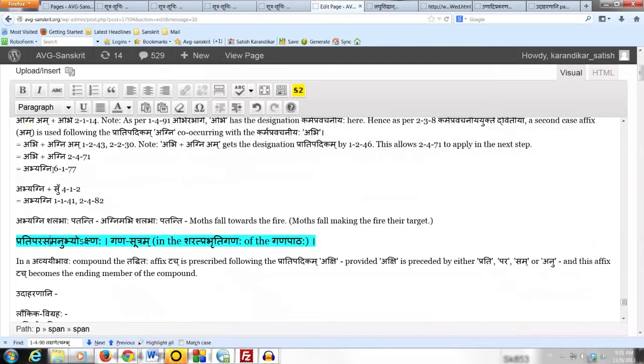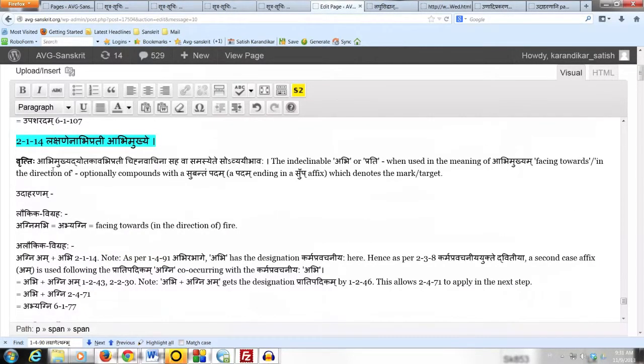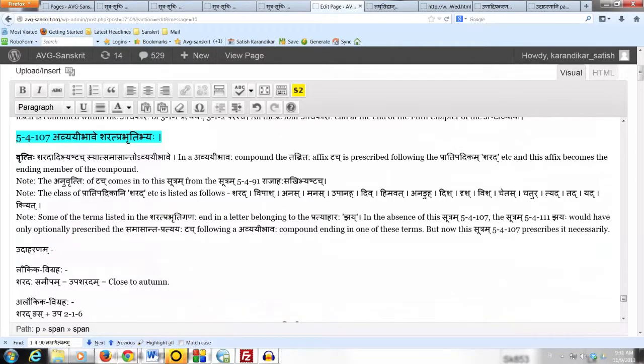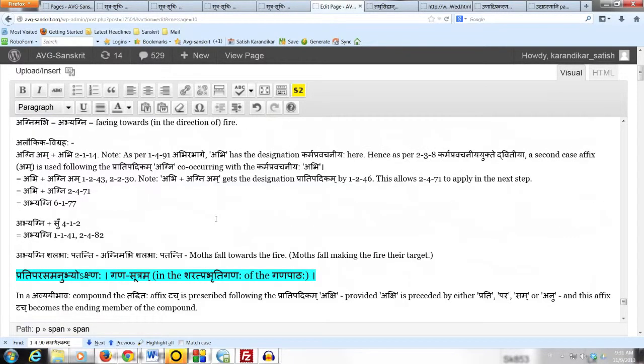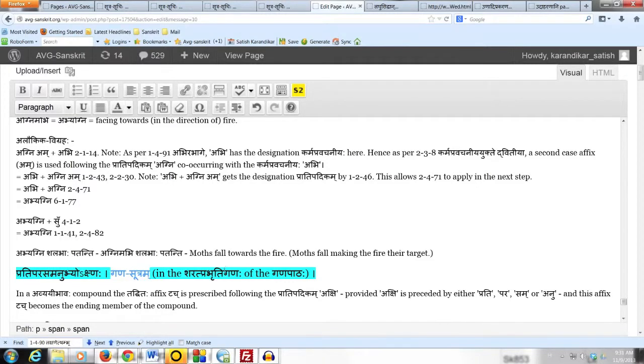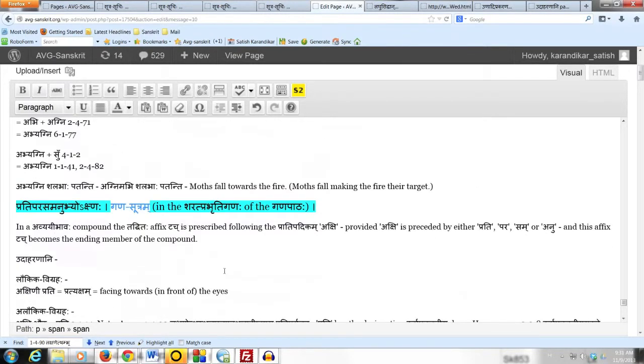5-4-107 says Avyayi Bhave Sharat Prabhritibhyaha, a Sutram which we have already studied. In that Sharat Prabhriti Ganaha, there is a Gana Sutram which reads Prati Para Samanubhyokshnaha. Padacheda, of course, is Prati Para Samanubhyaha Akshnaha. What is a Gana Sutram? A Gana Sutram is a statement, a rule which is found within the Ganapatha of Panini, where mention of a word or words in the Ganapatha is made along with certain conditions.